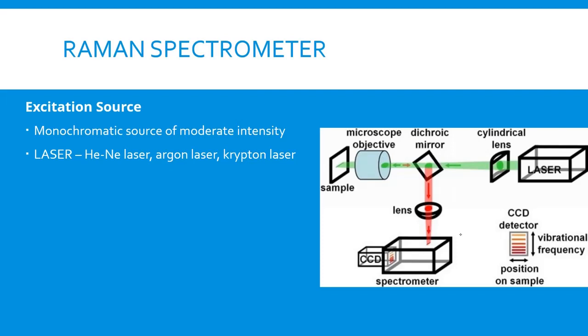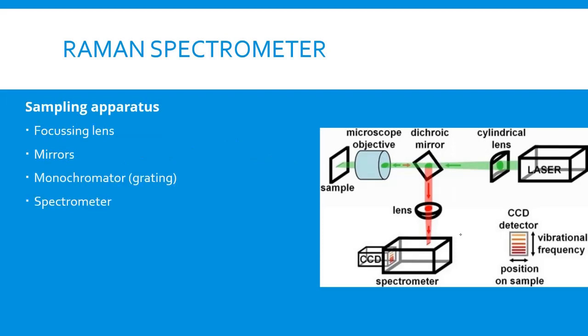So the laser is highly suitable because of its monochromaticity, intensity and directionality. In a Raman spectrometer, the common lasers we use are the helium neon laser, the argon laser or the krypton laser. The next part is the sampling apparatus, which is used to collect the scattered light and differentiate it so that the detector can detect it.